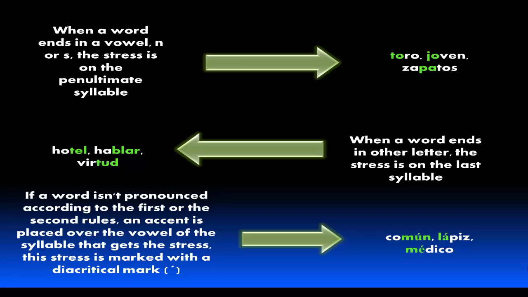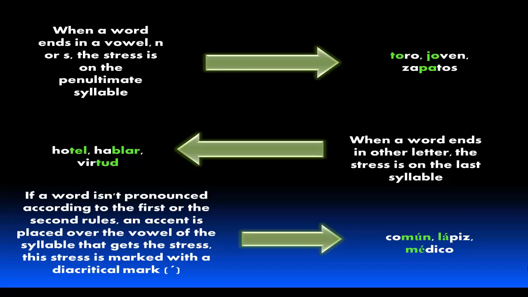While in Spanish, the stress, also known as accent, has three basic rules. First, when a word ends in a vowel, N or S, the stress is on the penultimate syllable. For example, toro, joven, zapatos. Second, when a word ends in another letter, the stress is on the last syllable. For example, hotel, hablar, virtud.